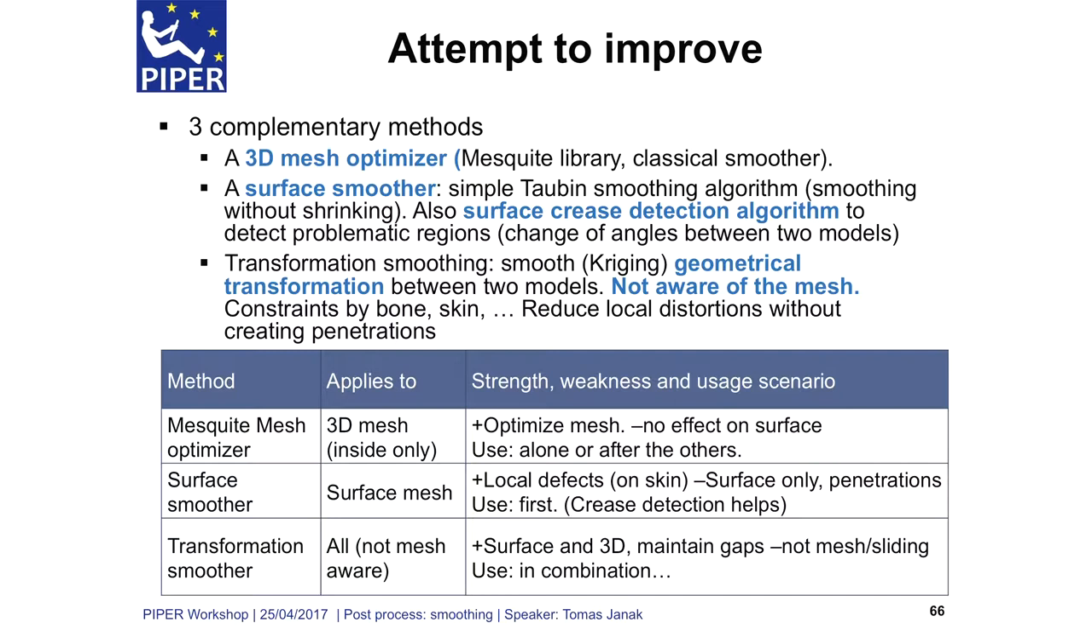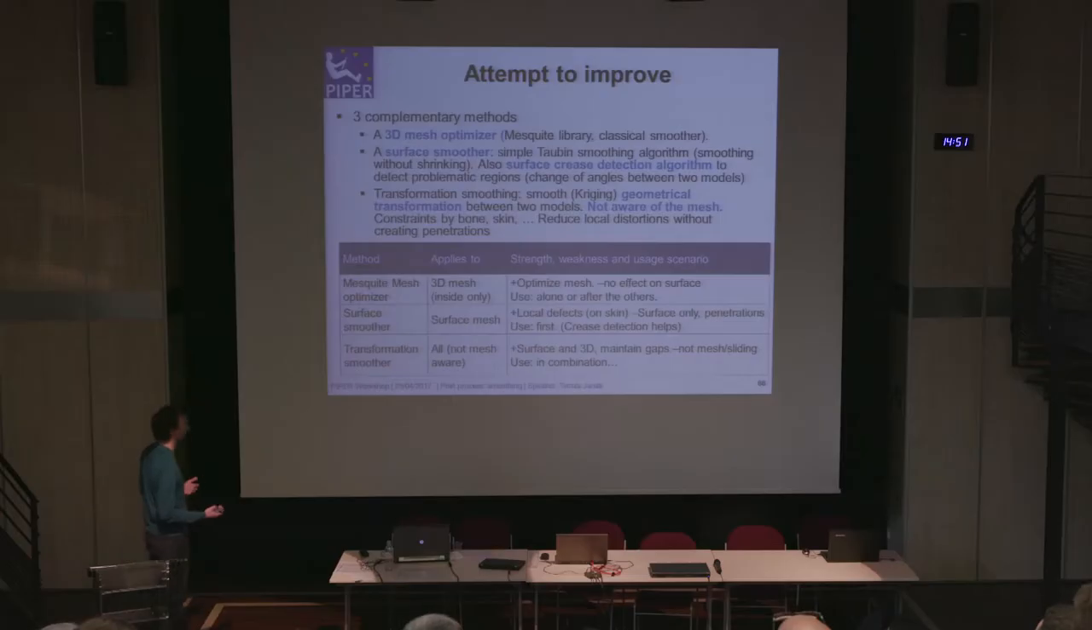And the bigger thing in the smoothing module is a transformation smoothing tool, which should do exactly what I wanted to stress on the first slide. It should improve the quality of the transformation, not necessarily the model, but of the transformation that we are doing inside Piper.